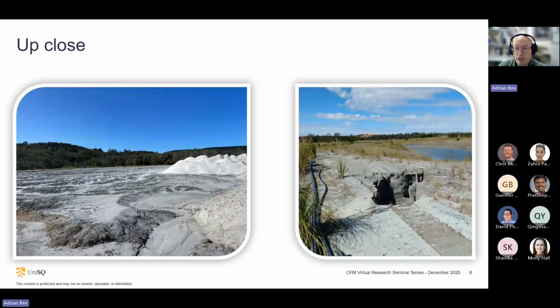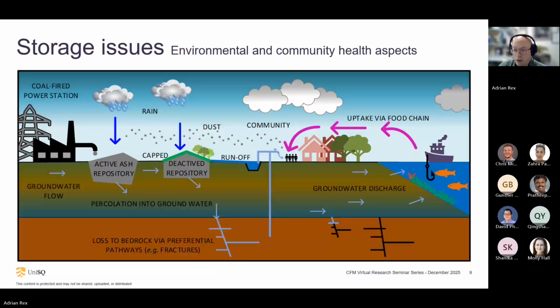Typical ash repositories, you can see different ones here, a bit of a moonscape. You get washouts. This one here is in the back of Ipswich. You can see that there is some vegetation, but still a very powdery surface. Right, so what does this cause? Storage of the ash presents some environmental and community health issues. In an active ash repository, you've got dust. We just saw that the surface there can be quite dusty.